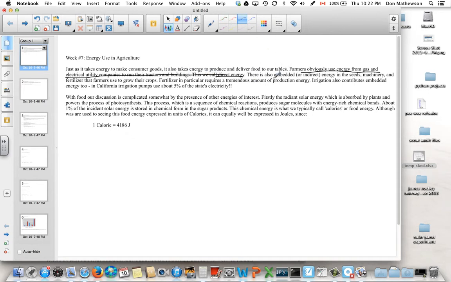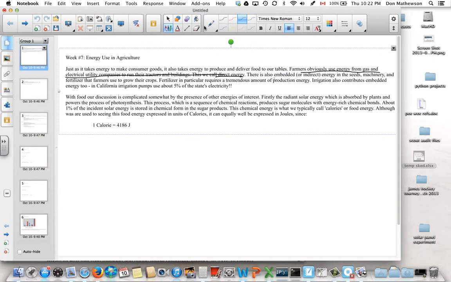There's the embedded energy, or you could also call it the indirect energy, and that's the energy that was used to make all their equipment, all their buildings, the seeds that they use, and in particular, the fertilizer they use, which is a tremendously energy intensive process. So that's indirect. So we've got the direct, we've got the indirect, and then of course, we also have transportation energy and processing energy.